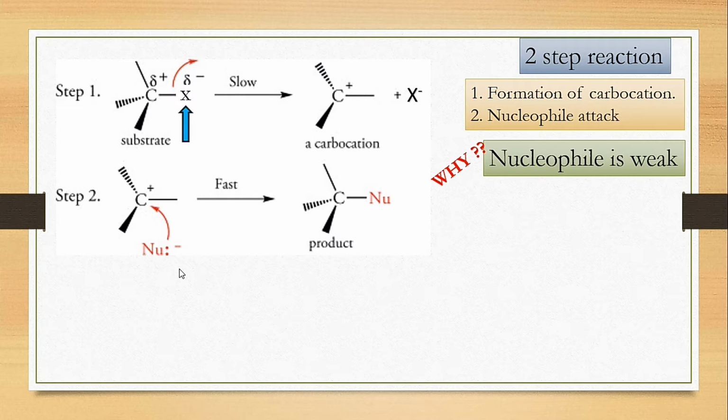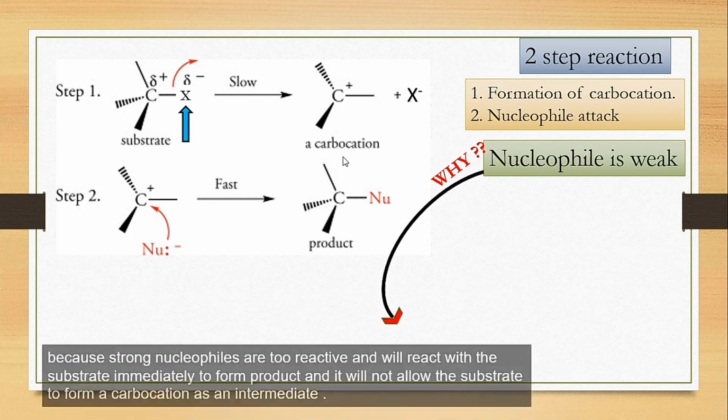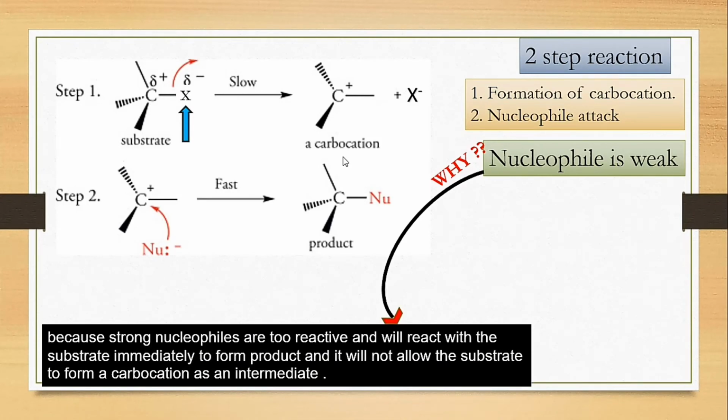There is a question. So just remember, the strong nucleophile means they are very reactive. So now if we use strong nucleophile, then that nucleophile will immediately react with the substrate and it will form the product immediately. There will be no scope to form the carbocation. But in SN1 reaction you need to form the carbocation as an intermediate state. So that's why you can't use strong nucleophile. You have to use weak nucleophile because of the formation of carbocation as an intermediate state.